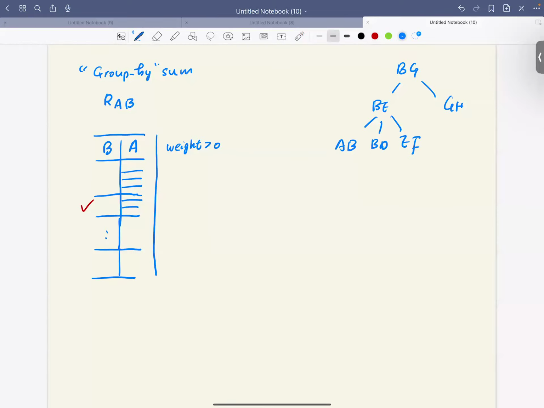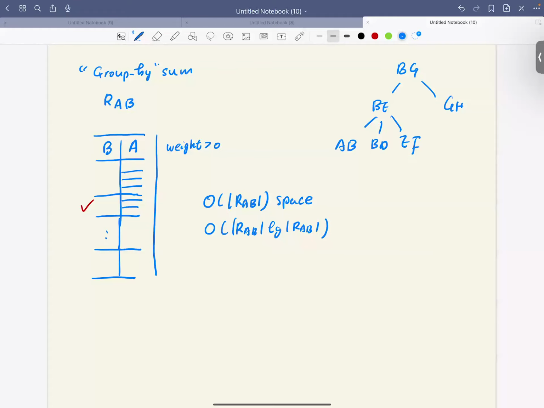Linear space here basically means a space that is proportional to the number of tuples in the relation. Okay, so this is the amount of space, and you can build the data structure in so much time. All right, so basically, just sorting.